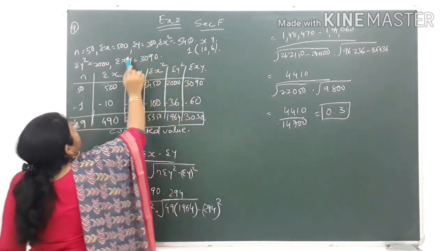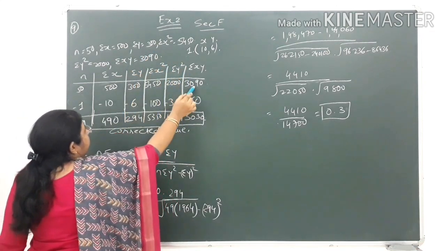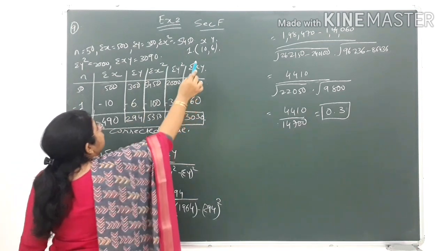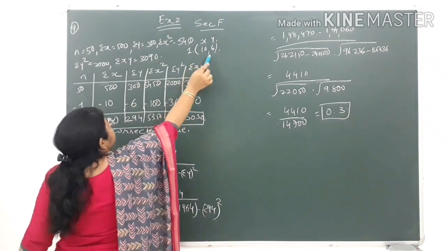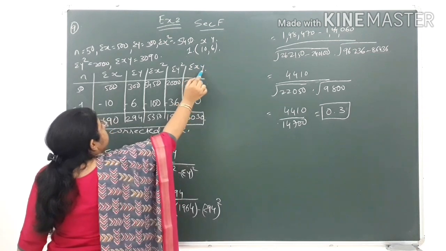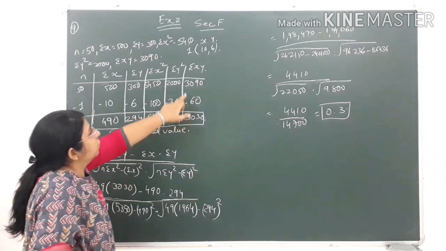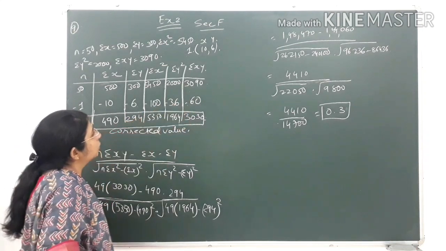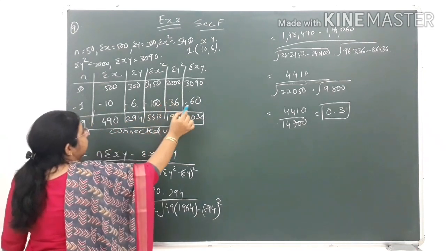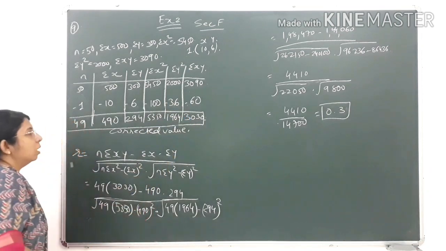Now the last, that is sigma xy. The value that has been given to you of sigma xy, that is 3090. From that you have to subtract the wrong value. Wrong value, it is x into y. Sigma xy means x into y. So 10 into 6, that is 60. So here you have to subtract 60 from the original value that has been given in the question. So 3090 minus 60 would come to 3030.